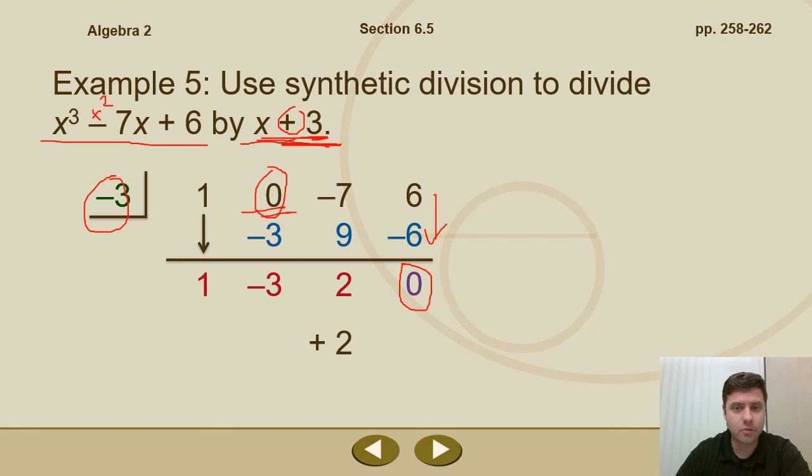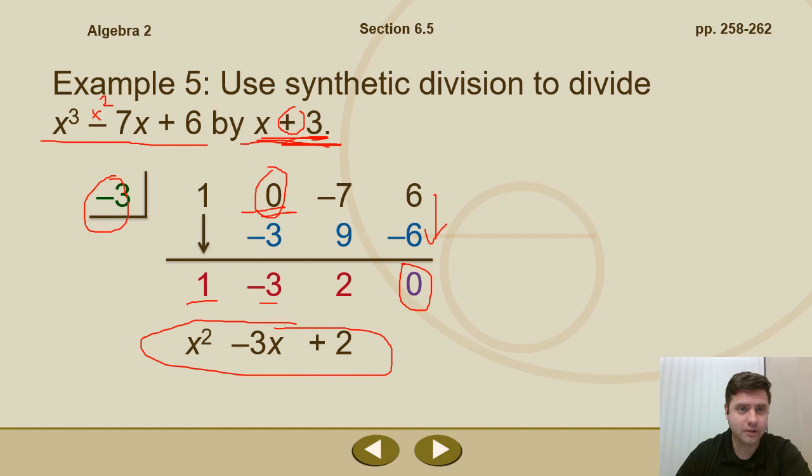Again, we can then work from right to left. This 2 is just the 2. This negative 3, we add the x. And this 1, we put with x squared. So x squared minus 3x plus 2, with a remainder of 0, means that this is a factor of x cubed minus 7x plus 6. But it also means that the original thing we were dividing with, x plus 3, is also a factor of this x cubed minus 7x plus 6.